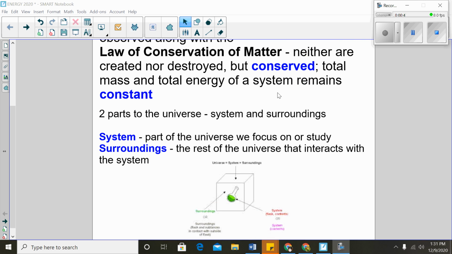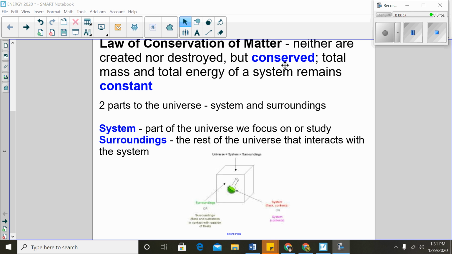Well, when we look at energy, we can look at it in terms of the world we live in, right? Or our universe. So we usually say there's two parts to the universe. We look at what's called a system and then the surroundings. So the system really is the part of the universe that we focus on or study. And for chemistry students, it's usually a chemical reaction. And the surroundings are the rest of the universe that interacts with that system. And this is a great visual for you to check out as well to help you understand the difference.